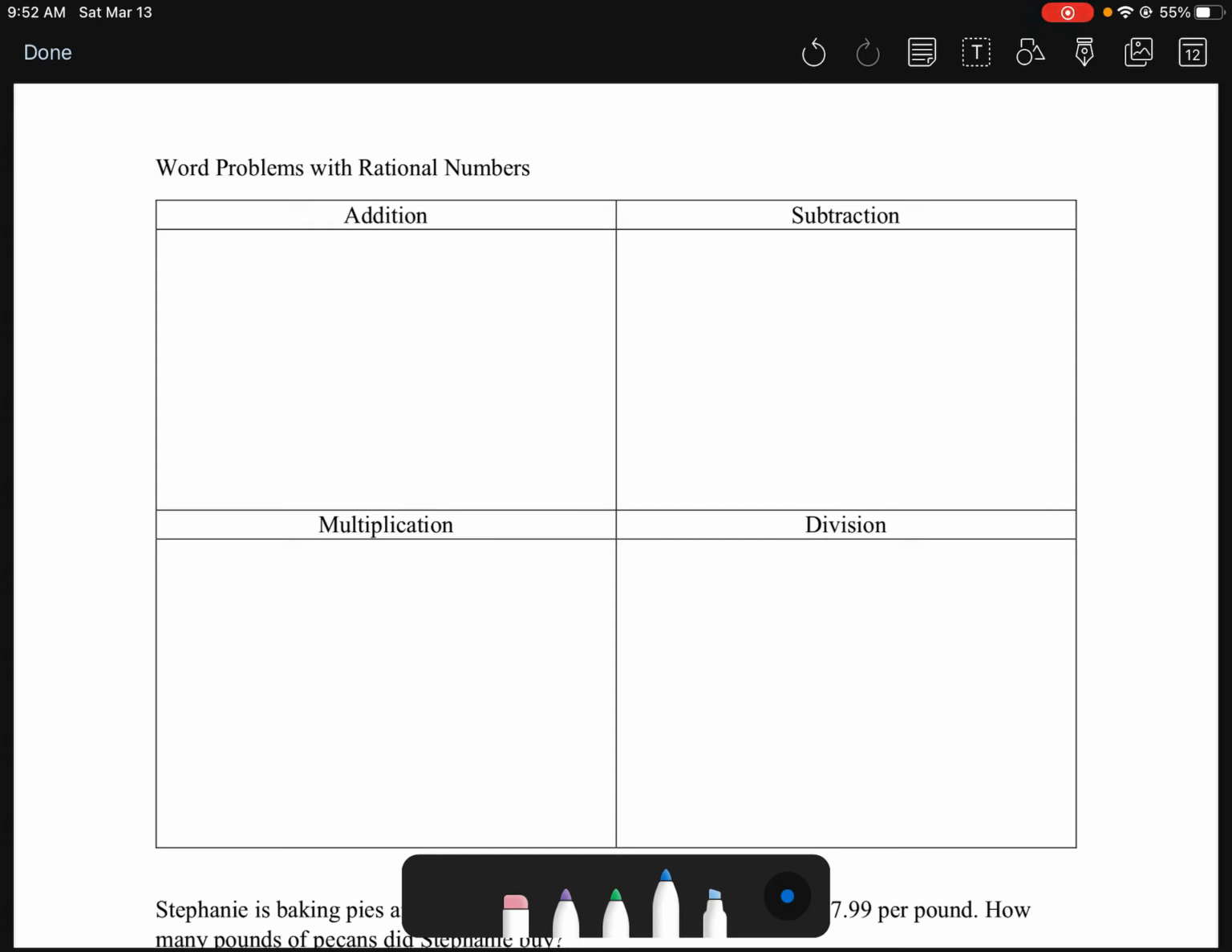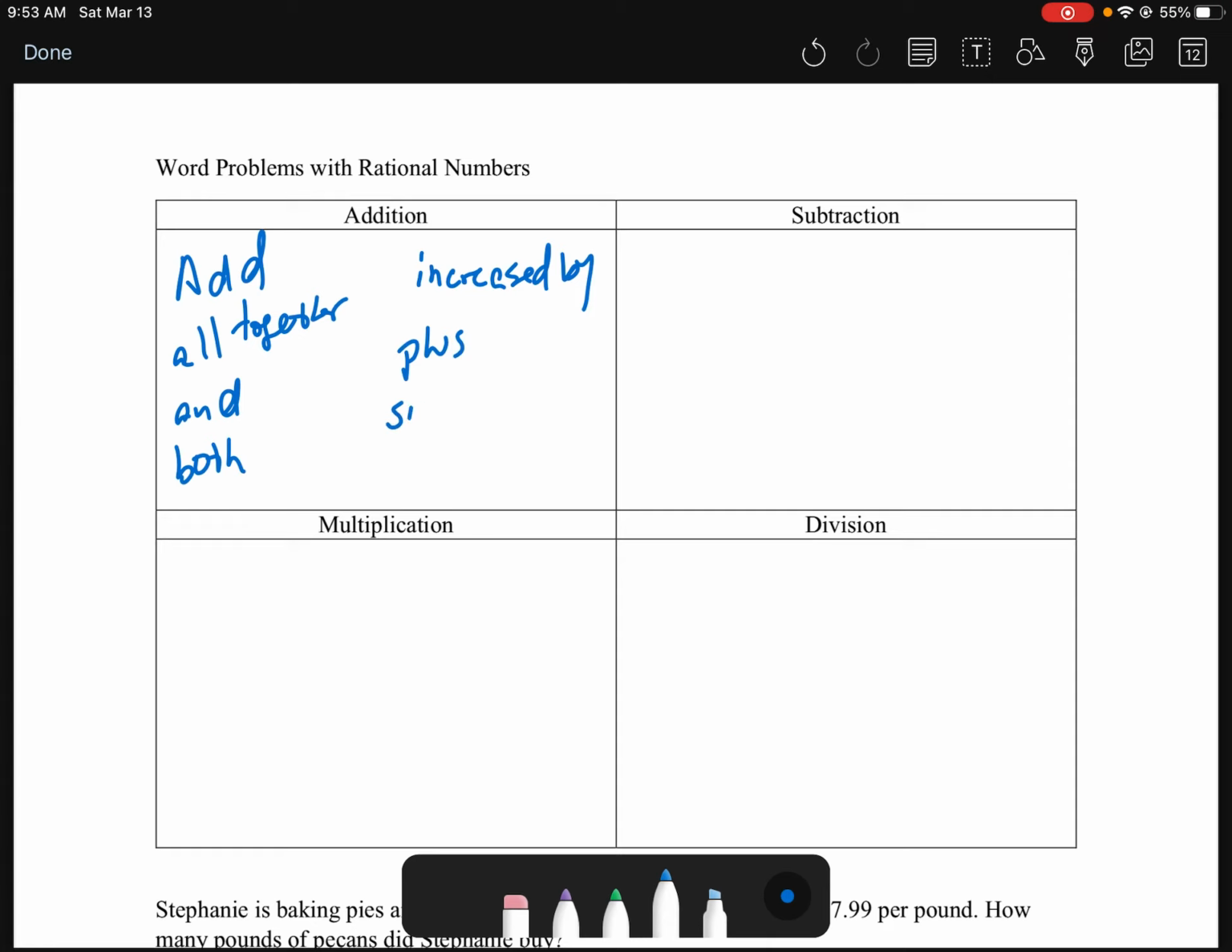Some words that I came up with for addition, you could see the word add, altogether, and, both, increased by, plus, sum, and total.